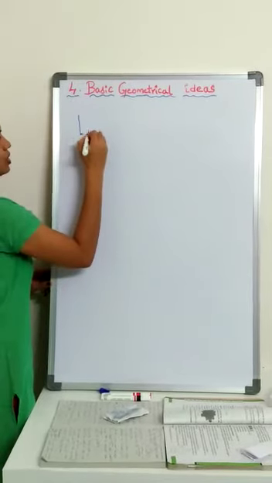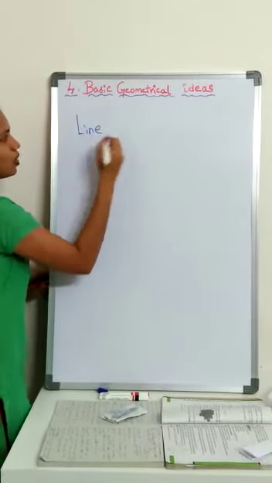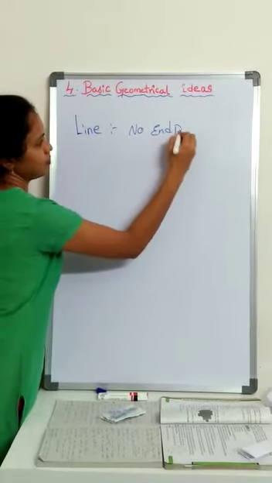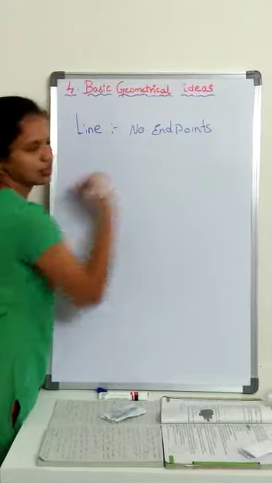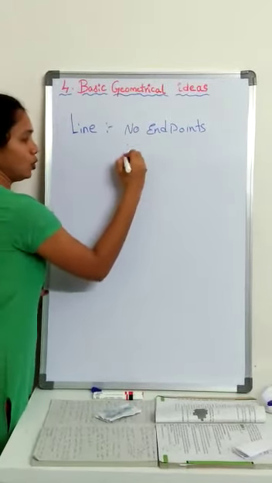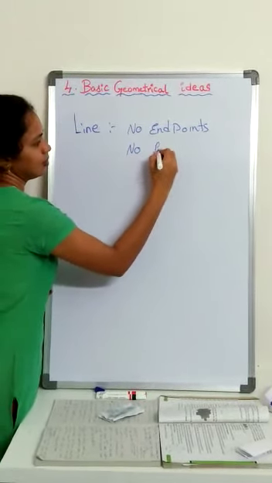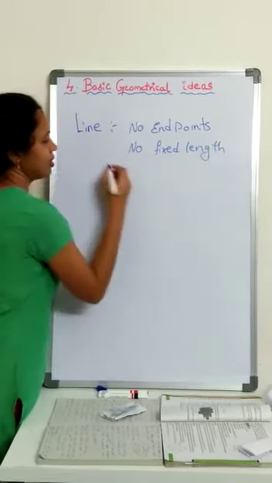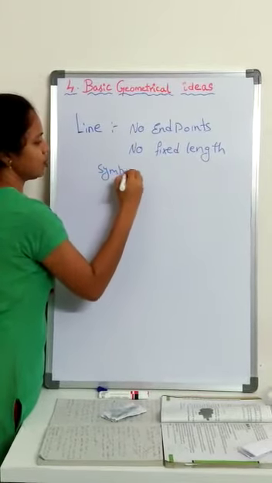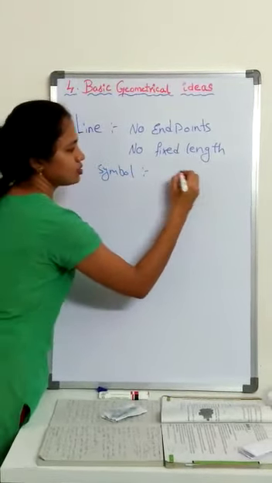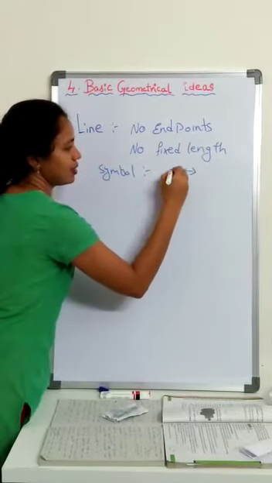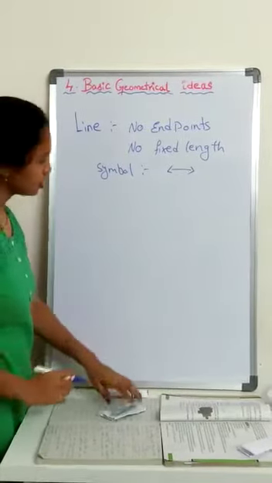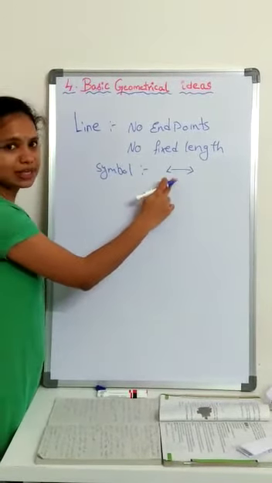So when it comes to a line, it will have no endpoints and no fixed length. And what is the symbol used to represent a line? A sloping line followed at both ends with arrows. So this is the symbol used to represent a line.